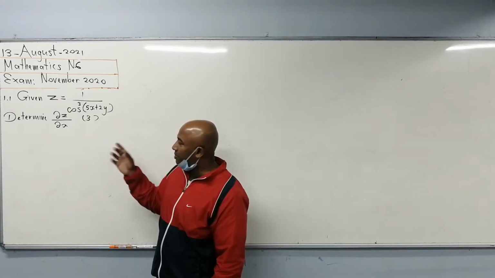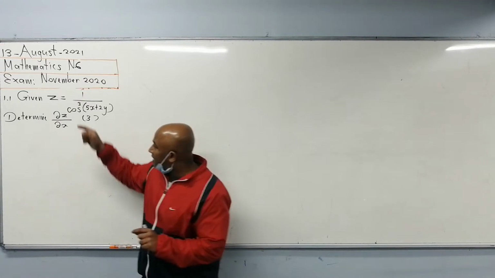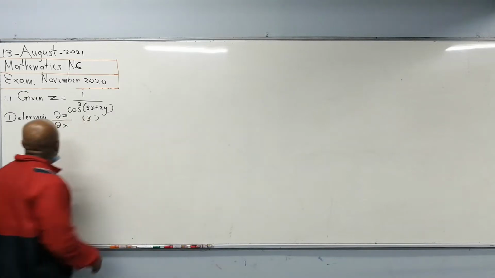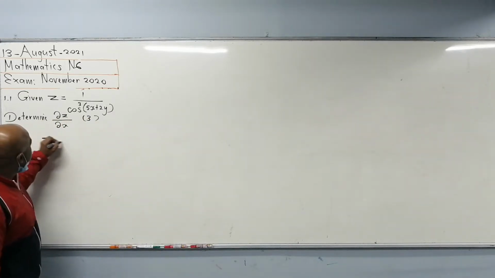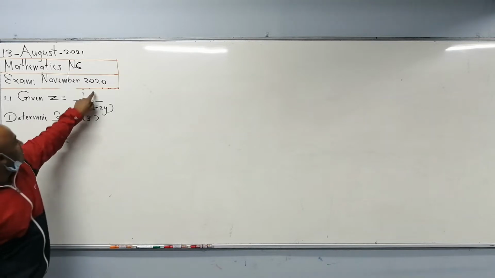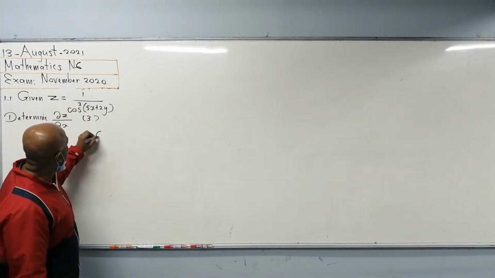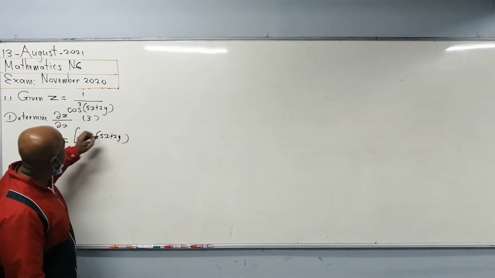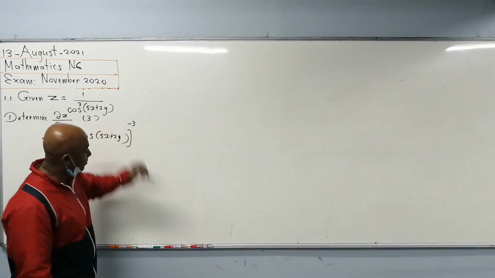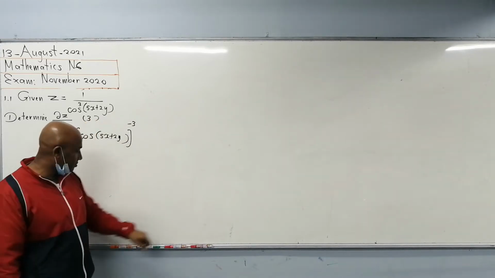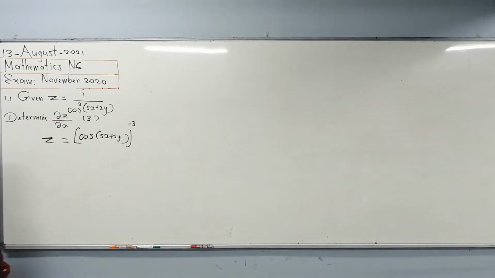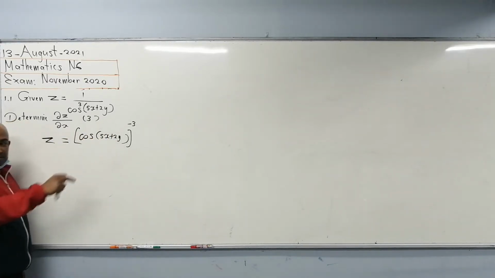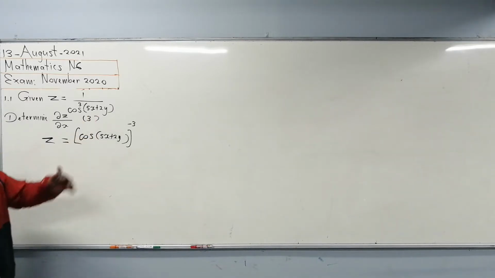So it's best to rearrange it, take the base to the top, so there will be no more fraction. So now I've got z is equal to, if I take cos to the top, it will become cos of 5x plus 2y. Let's put the whole thing in brackets, all raised to the power minus 3. Or if you want to leave it here, you can, but it's best to write it the way I'm showing you now, in brackets with the power there.